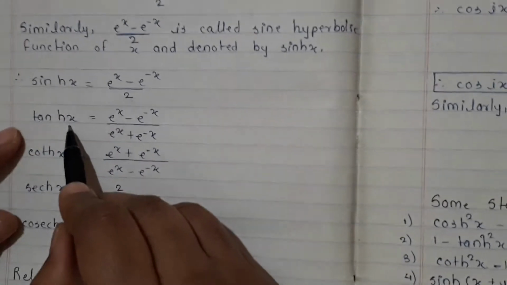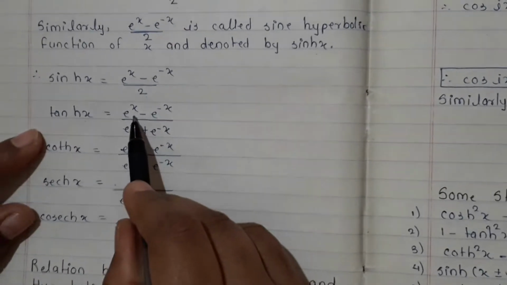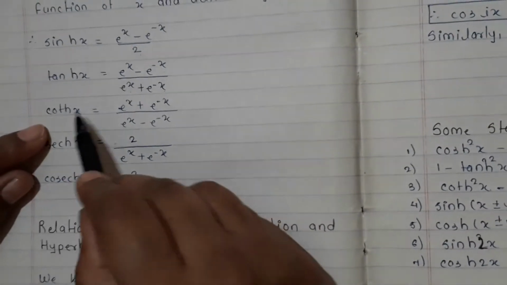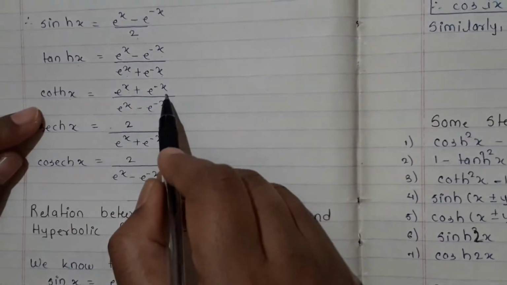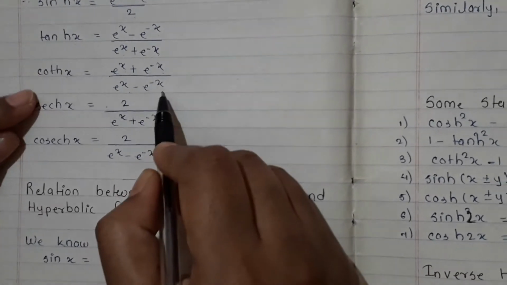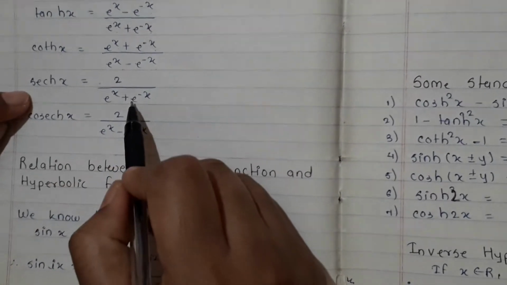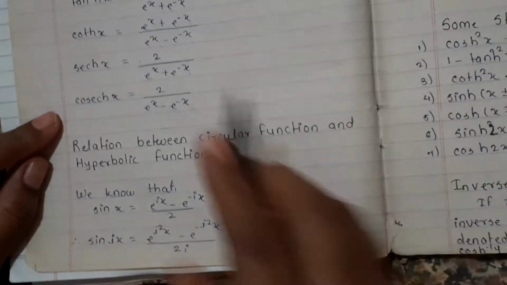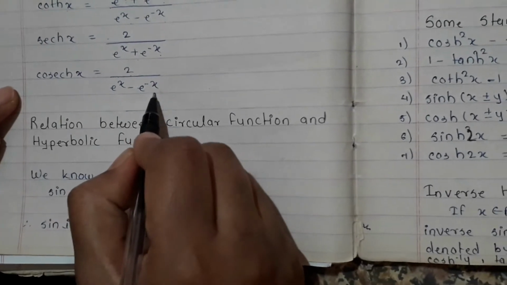Now we can write also the tanh x. Tanh x is nothing but sinh x upon cosh x, and therefore its value is e raised to x minus e raised to minus x upon e raised to x plus e raised to minus x. Coth x is equal to cosh x upon sinh x, and therefore that is equal to e raised to x plus e raised to minus x upon e raised to x minus e raised to minus x. Sech x is equal to 1 upon cosh x, so that is equal to 2 upon e raised to x plus e raised to minus x. Cosech x is equal to 1 upon sinh x, so that can be written as 2 upon e raised to x minus e raised to minus x.